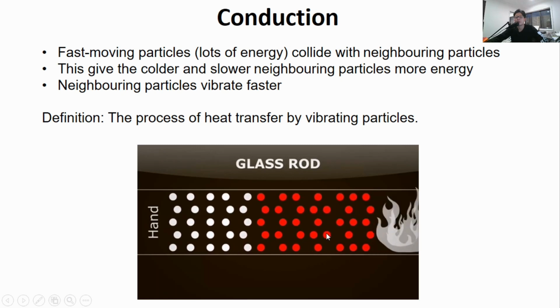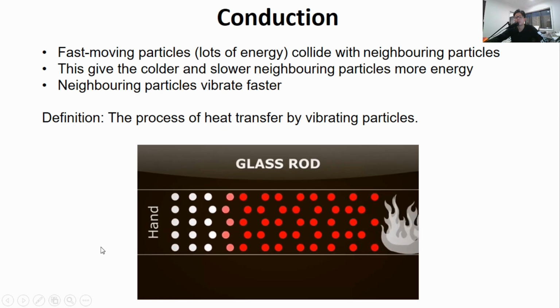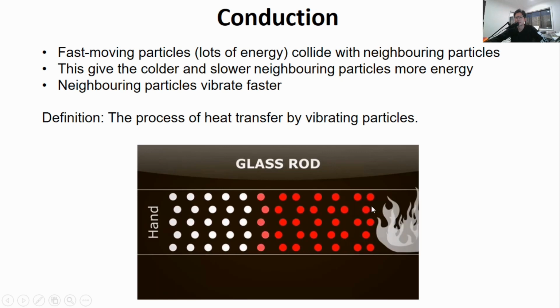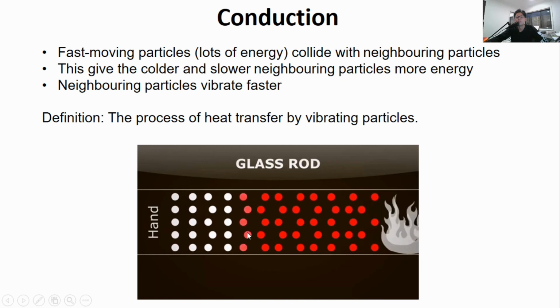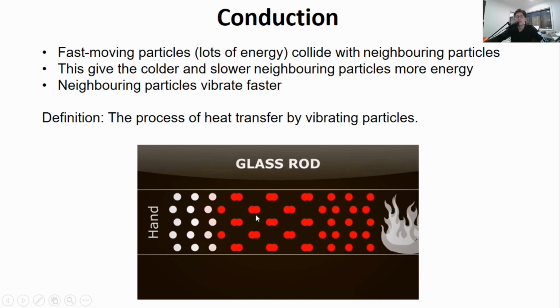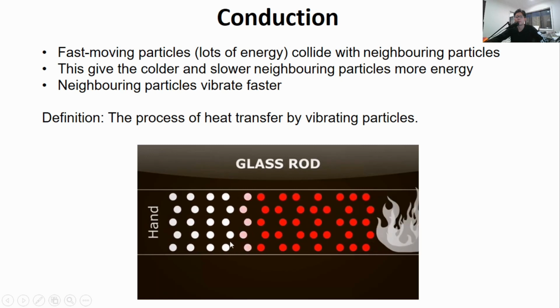So if you're holding a glass rod over time, your hand will start to get hot as well. That's because the glass rod is being heated up through conduction, and the vibrating particles will start hitting the other colder particles, making them vibrate more, or making the heat travel up the glass rod.